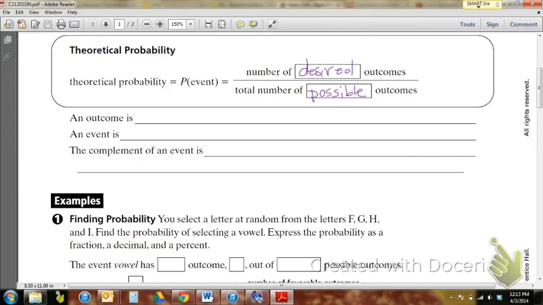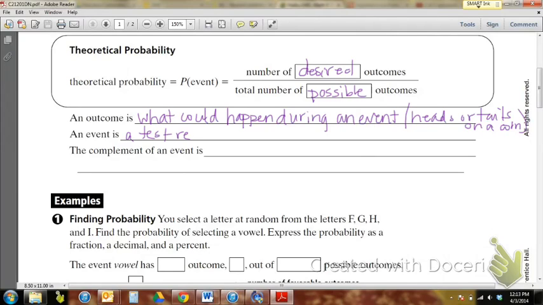And an outcome is what could happen during an event. So like if you're flipping a coin, heads or tails, those are your outcomes. An event is a test recording results. So, for example, if you flip a coin 5 times.